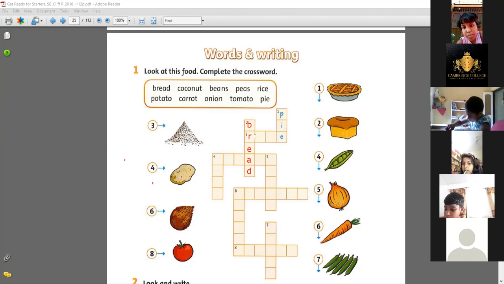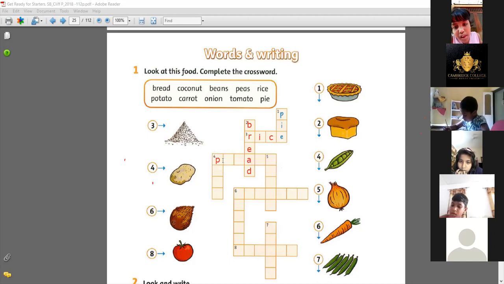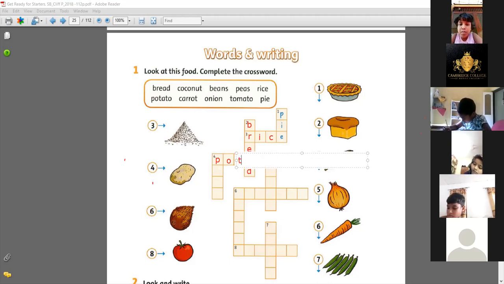Number three, rice. R, I, C, E. They have already given E here. R, I, C, E. Rice. Number four, potato. P, T. A is already here. T, O. Potato.